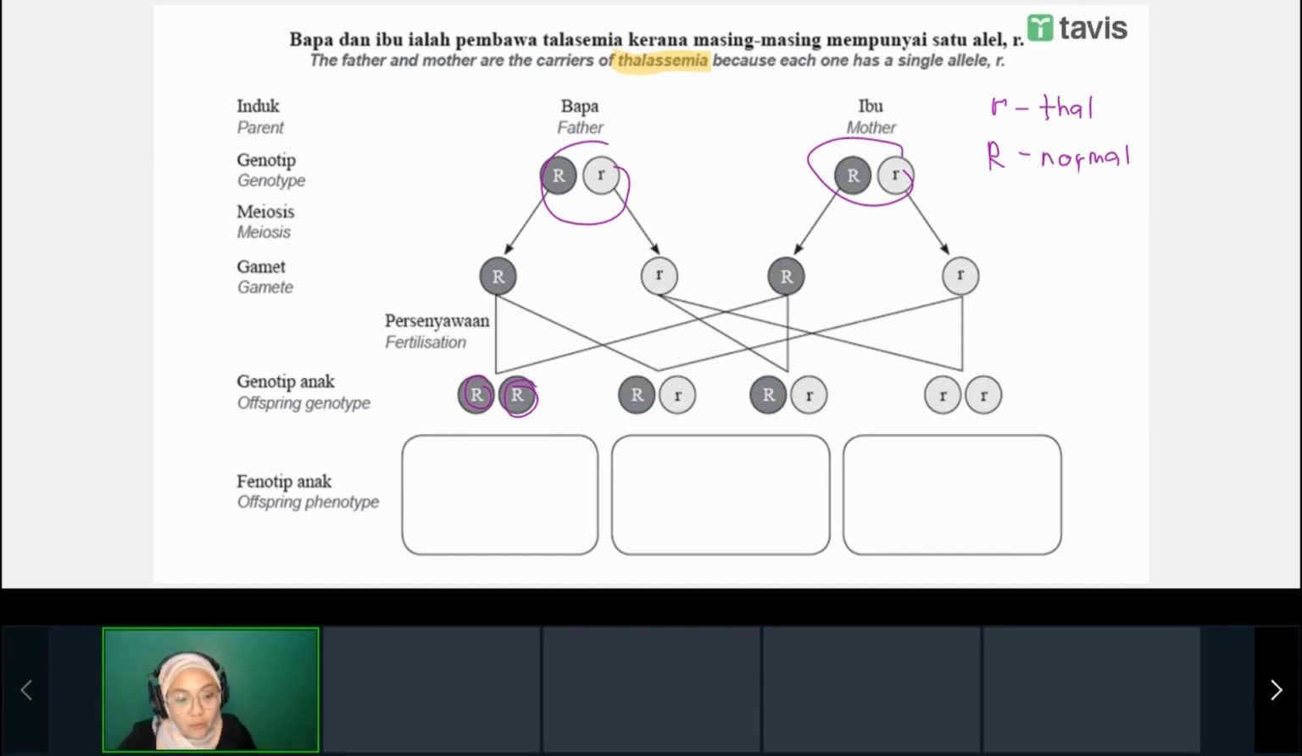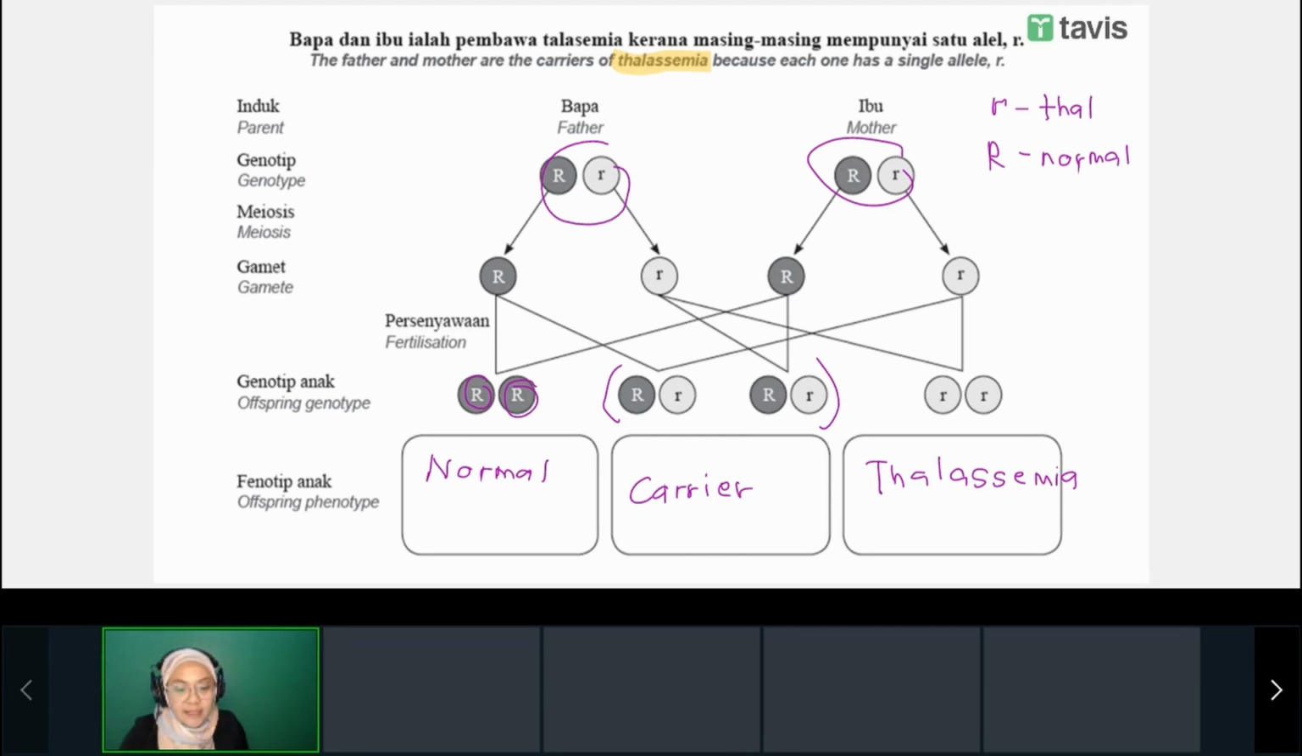What is the phenotype of the offspring? RR. Are they normal or do they have thalassemia? They are normal. The first kid is normal. The second and third children both have a mix of capital letter and small letter, recessive and dominant allele. So it indicates that they are carriers like their mother and their father. While the fourth child is recessive, both carry a recessive allele. So that means they have thalassemia.